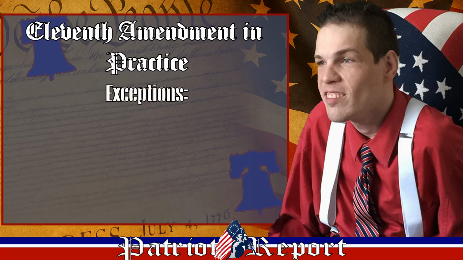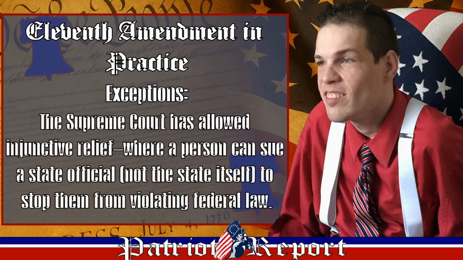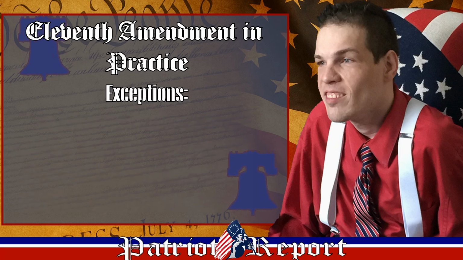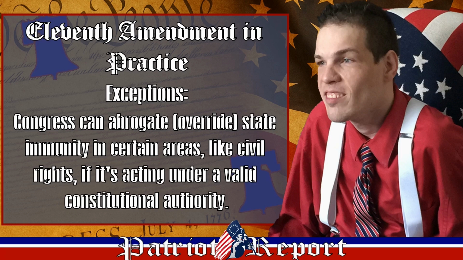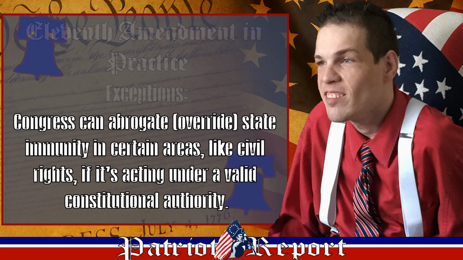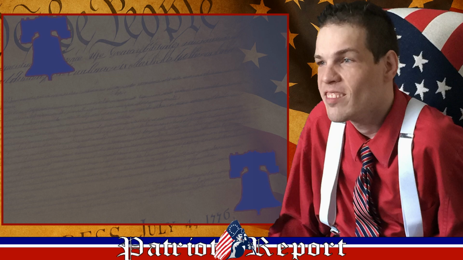There are exceptions, of course. The Supreme Court has allowed injunctive relief, where a person can sue a state official, not the state itself, to stop them from violating federal law. Congress can abrogate, or override, state immunity in certain areas, like civil rights, if it's acting under a valid constitutional authority. So while the 11th Amendment doesn't give states unlimited immunity, it sets the baseline: states are generally not subject to private lawsuits in federal courts.